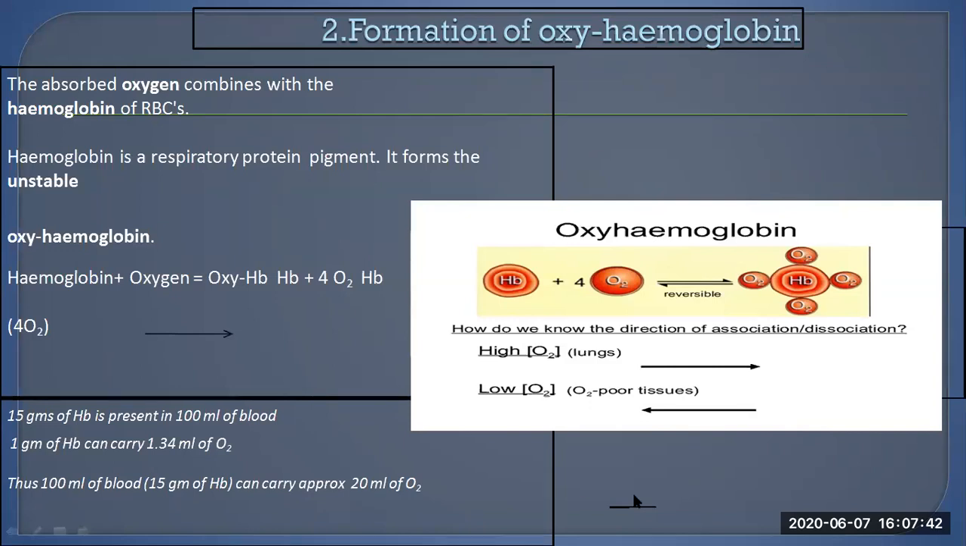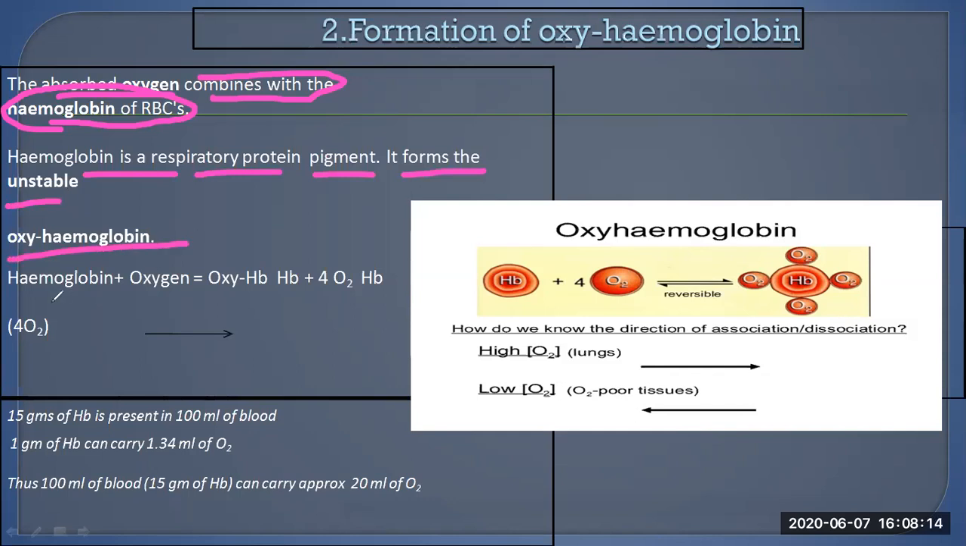The formation of oxyhemoglobin is a very important step. Here you can see the absorbed oxygen combines with the hemoglobin in the RBC. Hemoglobin is the respiratory protein pigment. It forms unstable molecules: oxyhemoglobin, hemoglobin plus oxygen.